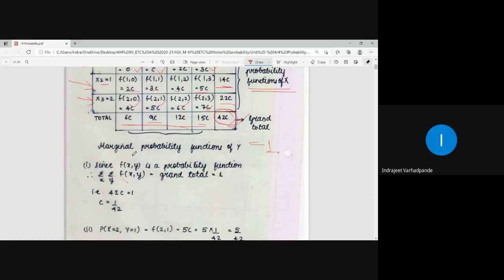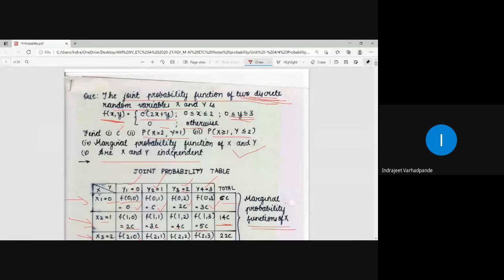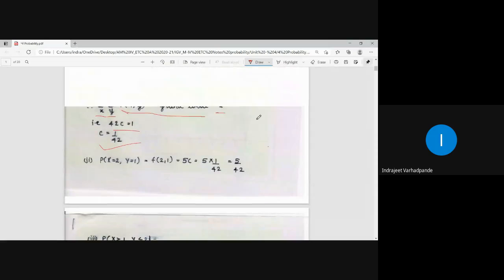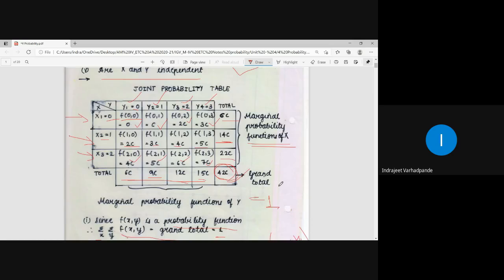To obtain the value of the constant c, since f of x, y is a joint probability function, the summation over x, summation over y of f of x, y is equal to the grand total 1. So 42c is equal to 1, and c is equal to 1 upon 42. The value of c comes out as 1 upon 42. Now your function is defined as 1 upon 42 into 2x plus y. Clear? This is now finally the joint probability function.